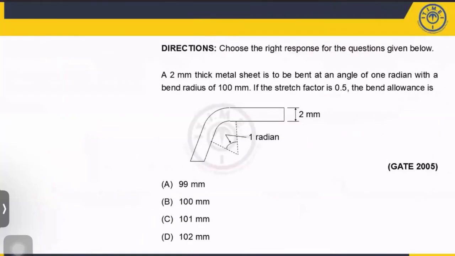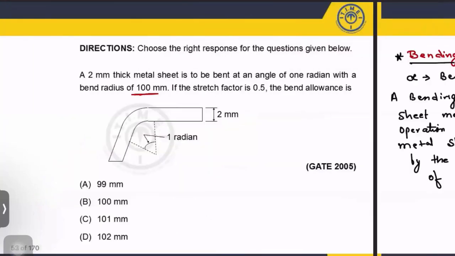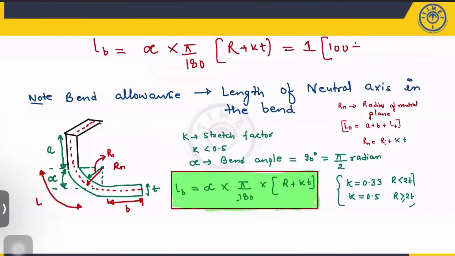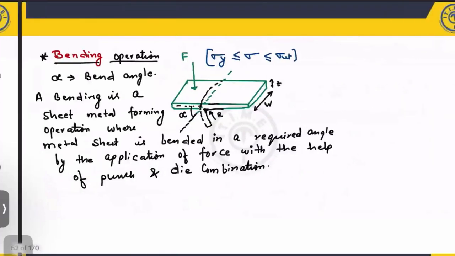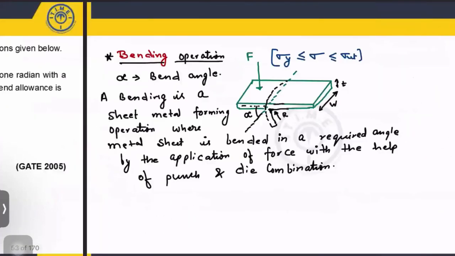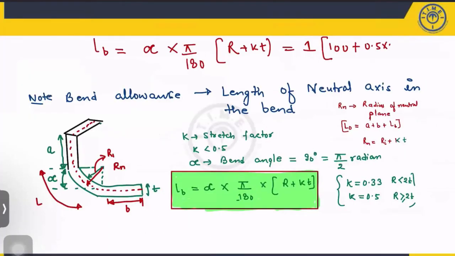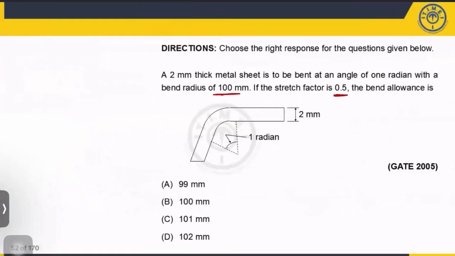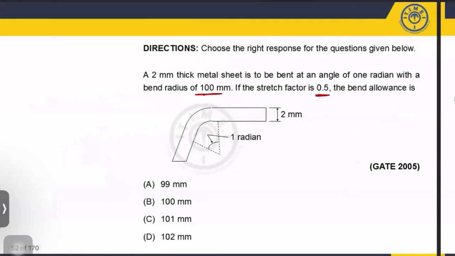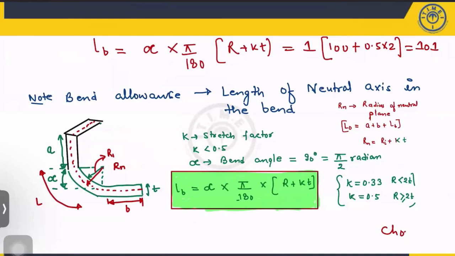So what is the radius? Let me check. Yes, bend radius is given as 100 mm, and K value, the stretch factor, is given as 0.5, 0.5 into 2. So this value will be 100 plus 1, so this value is 101. So the correct answer for this question is C. Choice C will be the correct answer.